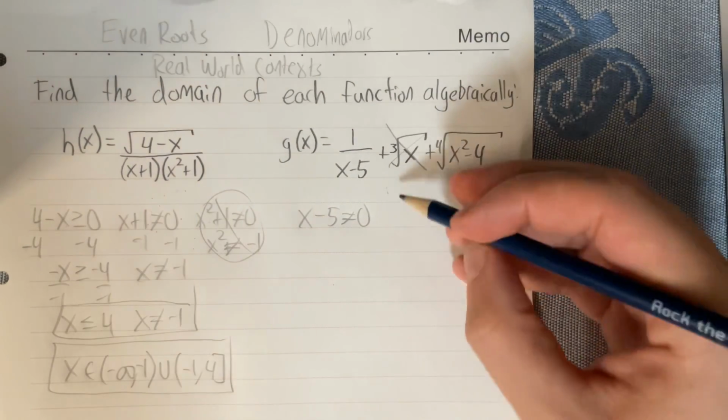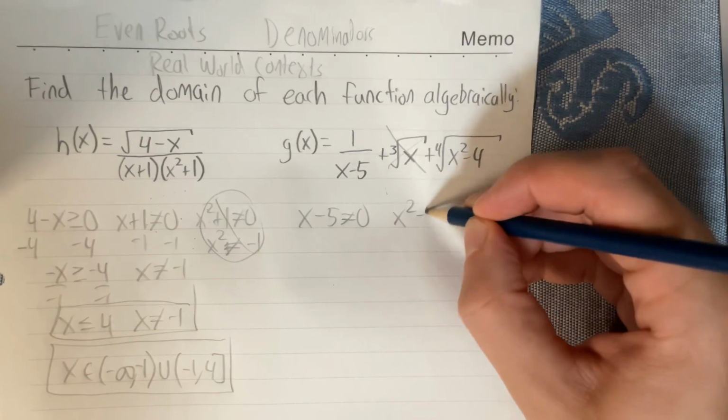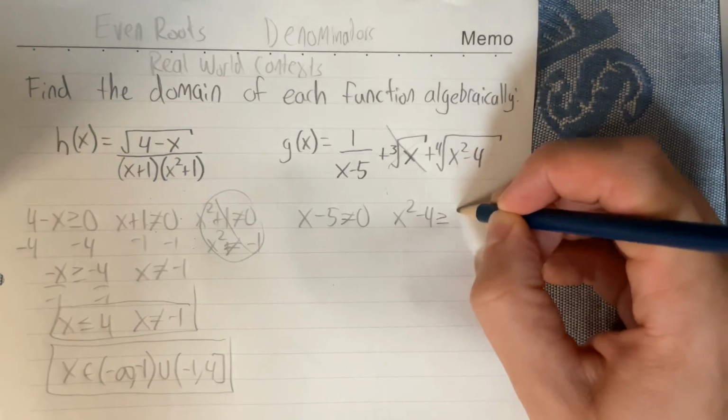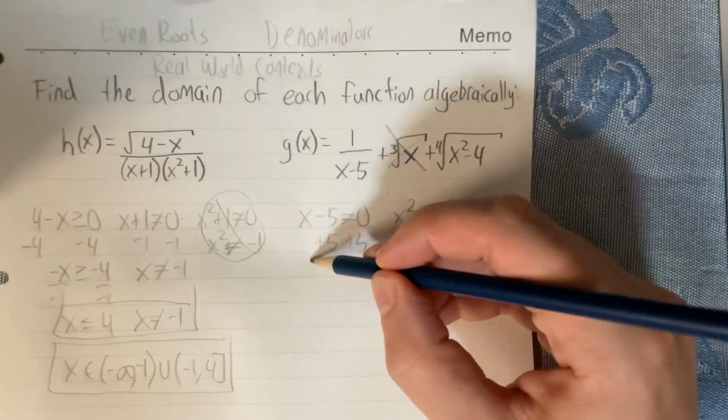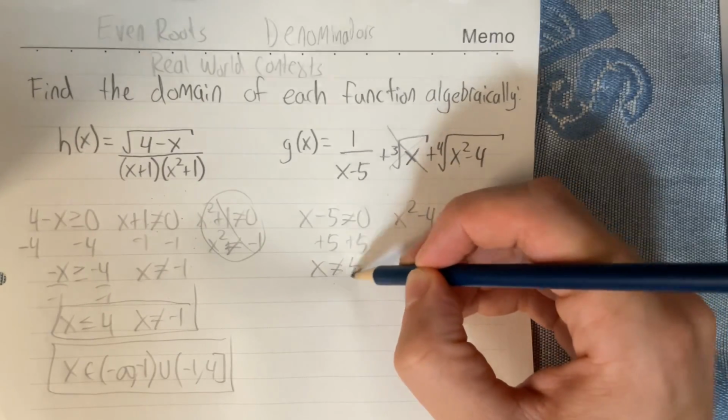This is an even root. We want this to be greater than or equal to 0. So this one's easy to solve. X cannot be equal to 5.